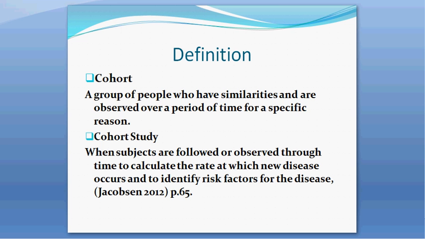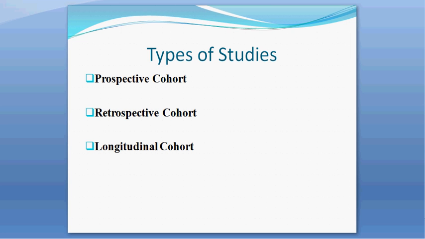Let's look at the different types of cohort studies. Our text mentions 3 types of cohort studies that are common in research. They are prospective cohort studies, retrospective cohort studies, and longitudinal cohort studies.